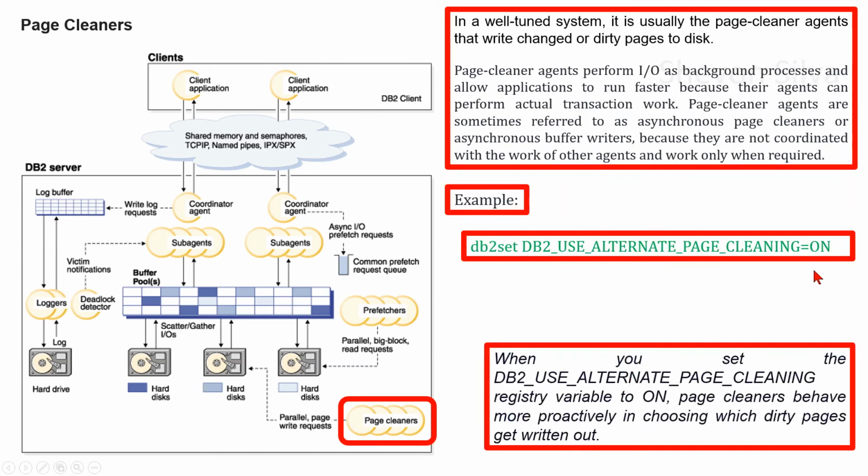As an example, we can consider this: db2 set db2_use_alternate_page_cleaning=on. Here, when you set the db2_use_alternate_page_cleaning registry variable to on, page cleaners behave more proactively in choosing which dirty pages get written out.